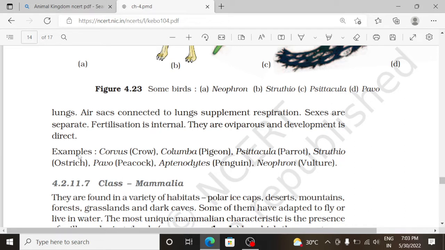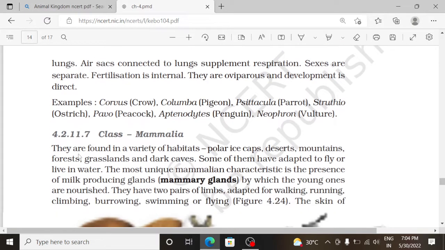Examples: Corvus, crow; Columba, pigeon; Psittacula, parrot. It is pronounced as Psittacula, spelled P-S-I-T-T-A-C-U-L-A. Struthio, ostrich; Pavo, peacock; Aptenodytes, penguin; Neophron, vulture.